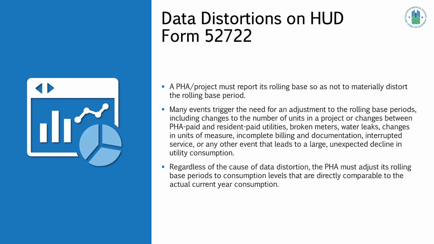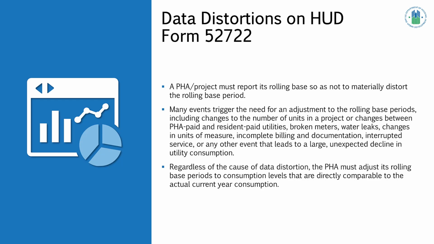So the housing authority must report its rolling base so it does not materially distort the rolling base period. And there could be many events that could trigger a distortion. Some of the most common ones are a transition from PHA paid to resident paid utilities, broken meters, water leaks, changes in units of measurement, interrupted service, increase or decrease in units, and so forth. Regardless of the cause of the data distortion, the PHA must ensure that its rolling base period consumption levels are directly comparable to the actual reporting period.